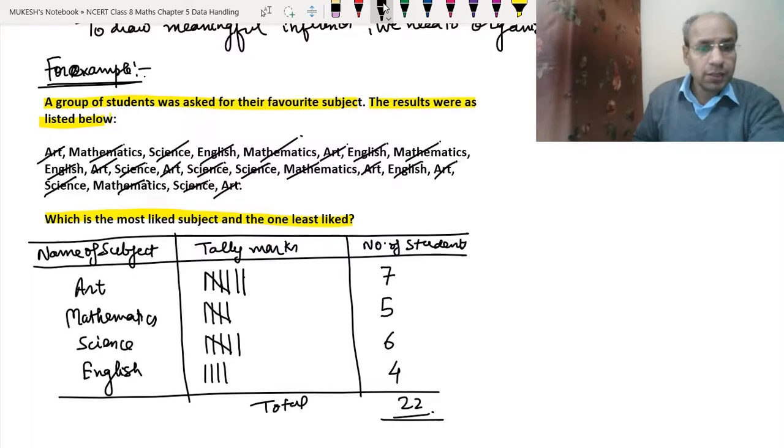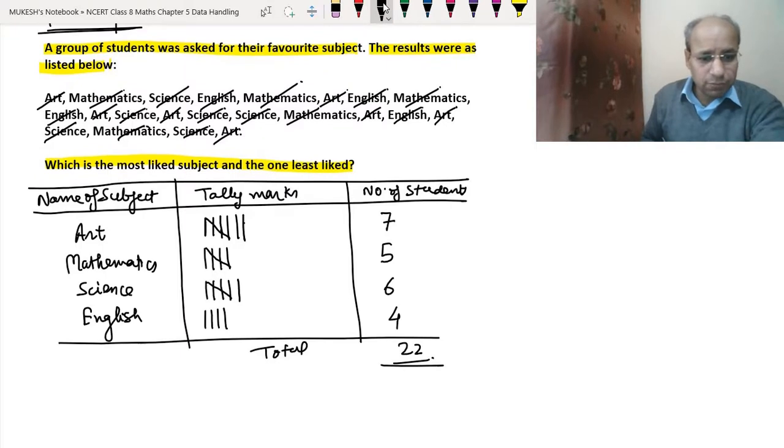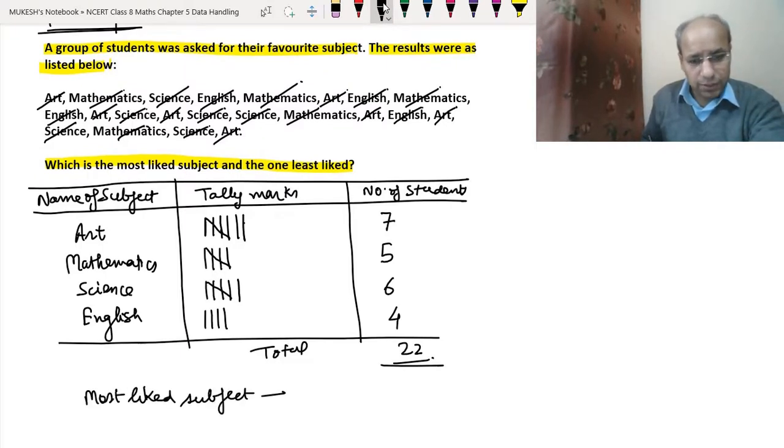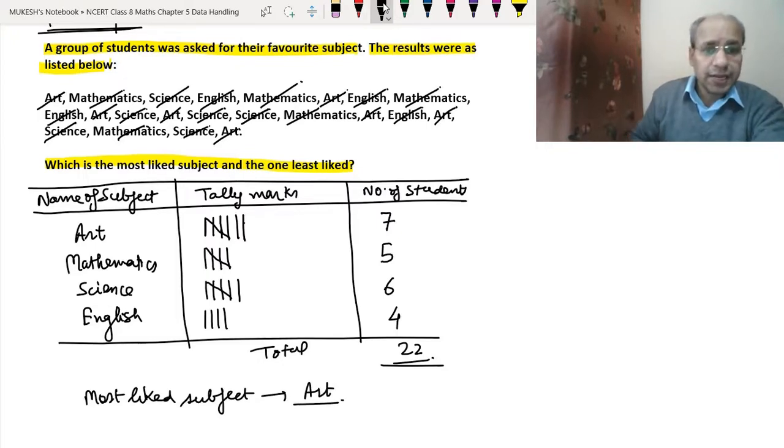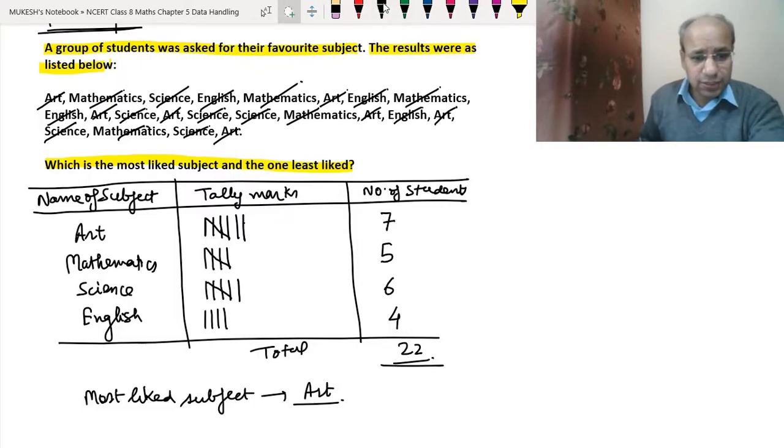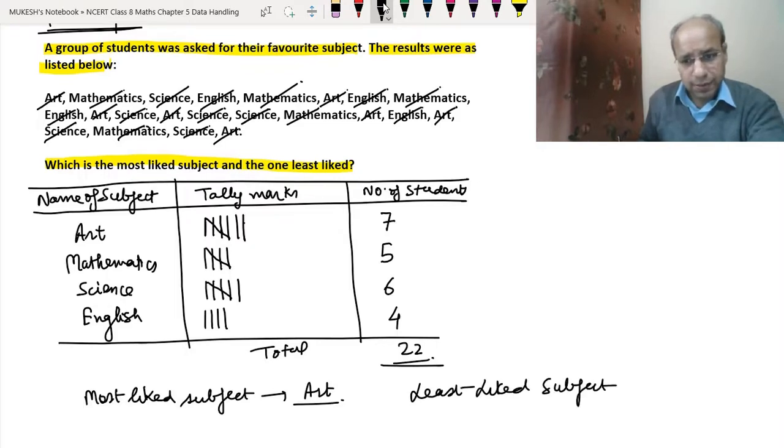Okay. Now we have to check which is the most liked subject. So the number of students is more in the arts. So that means art is the most liked subject. So what will be the right answer? The most liked subject is arts. This is the subject which is liked by most students. And which is the least liked? So the number of students in English is very less. So that means the least liked subject is English. I hope this is clear to you.